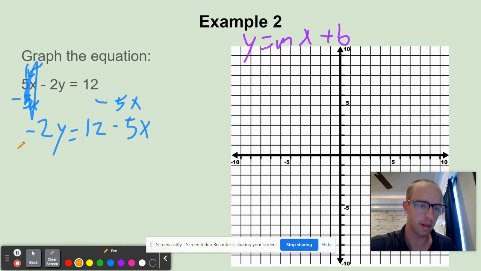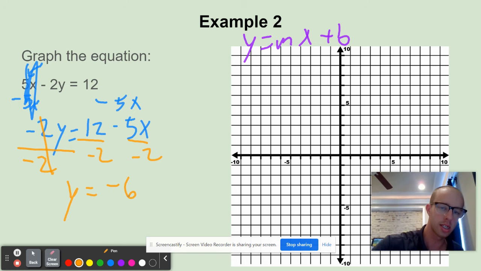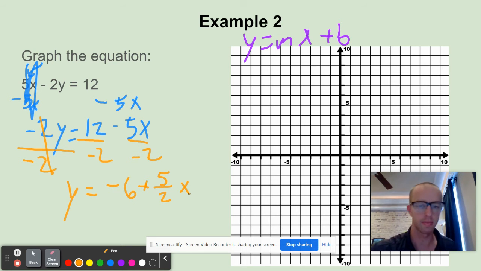And so now my next step, I'm going to divide each side by negative 2. These cancel. Get y equals 12 divided by negative 2 is negative 6. Negative 5 divided by negative 2 is going to be positive 5 over 2x. All right, because 2 doesn't go into 5 evenly, so I just leave it as a fraction.